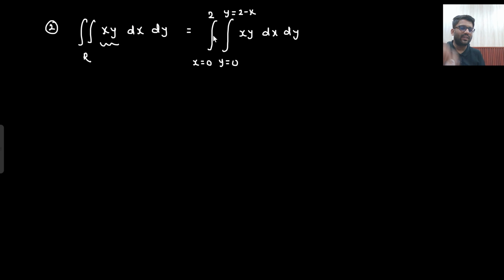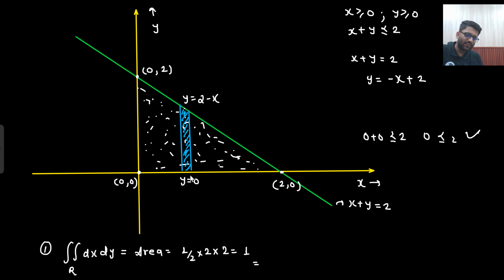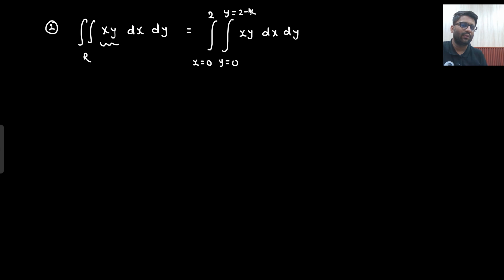Always the constant limit you will put on the second integration, the variable limit you will put on the first integration. So limit of y is going from 0 to 2 minus x, limit of x is going from 0 to 2. Always from lower limit to higher limit. Is that clear to you?